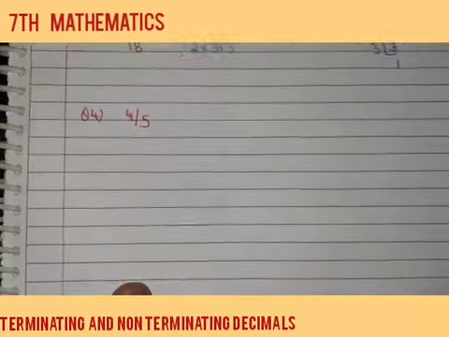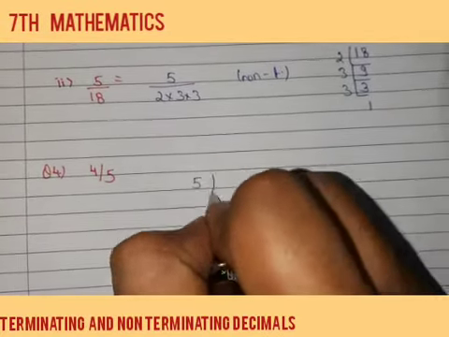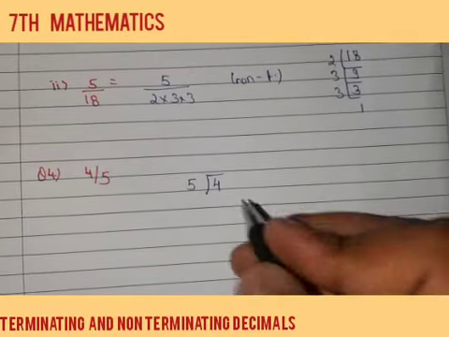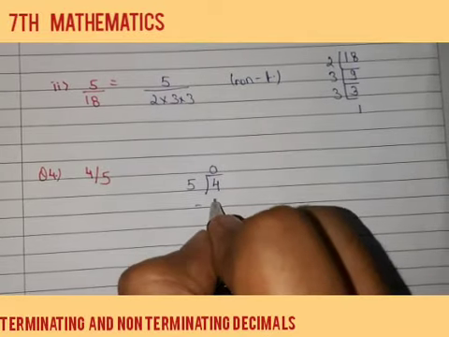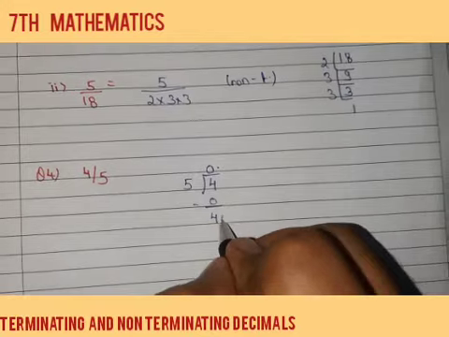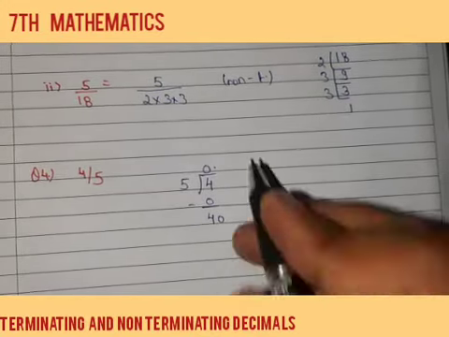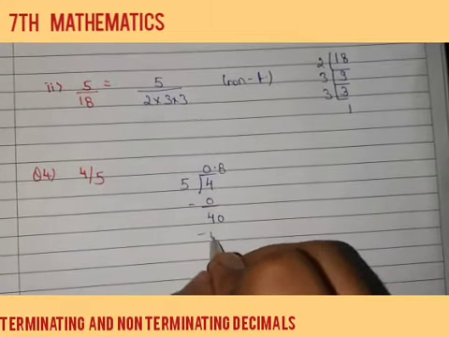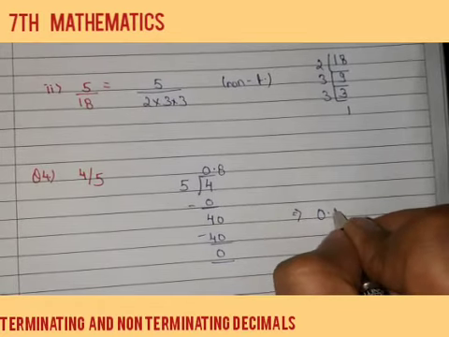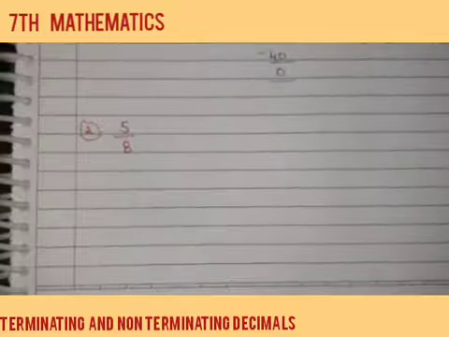Okay, so simply we need to do division. Let's see, 4 by 5. Now since 4 is smaller, first it will go how many times? Exactly 0 times. So 5 into 0 is 0. Now we will put a decimal and add a 0 here, so that this value can become bigger. Now 5 into 8 is 40. So the final answer will be 0.8. This will be our answer.